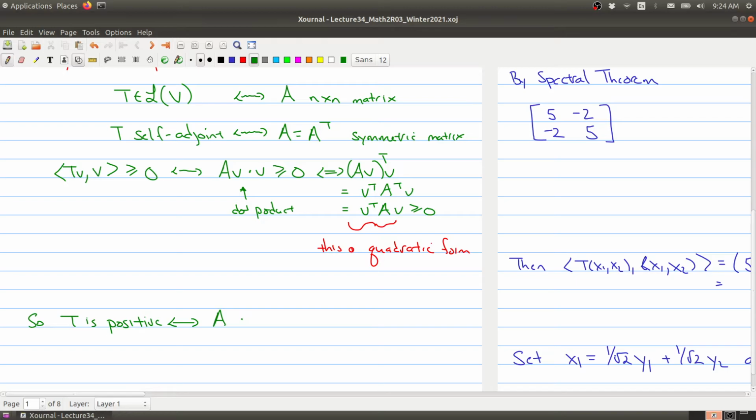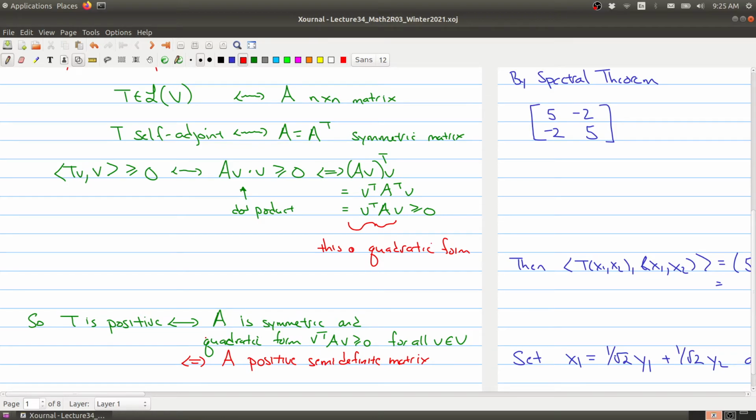So we would mean that A is symmetric and the quadratic form VTAV is greater than or equal to 0 for all V inside of your vector space. And there's actually a definition, depending upon whether you've looked at this before or not. This is saying that A is a positive semi-definite matrix.